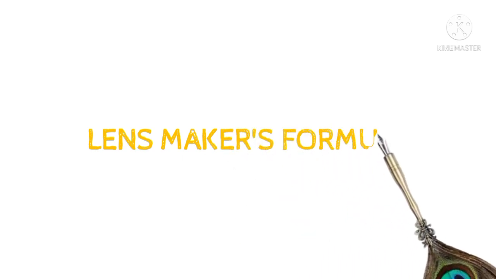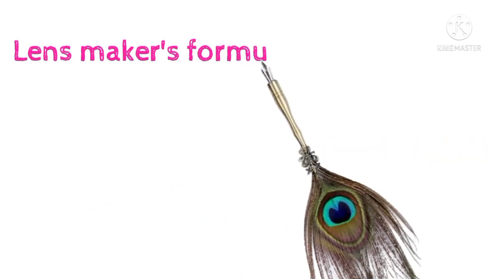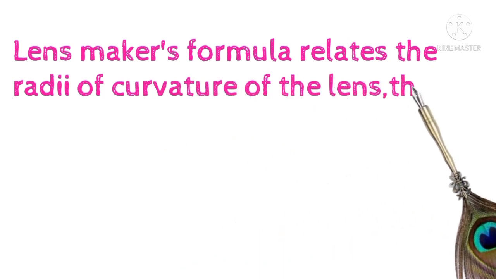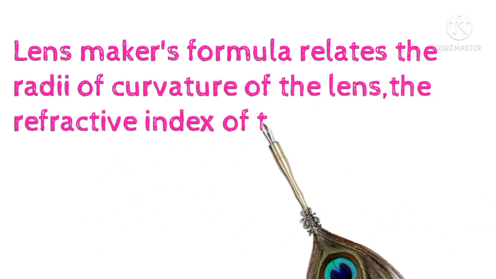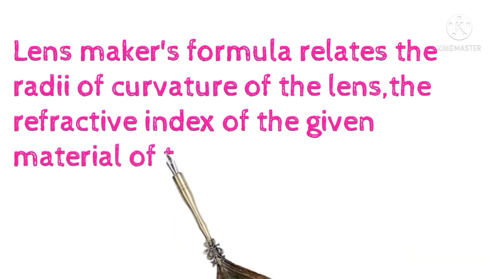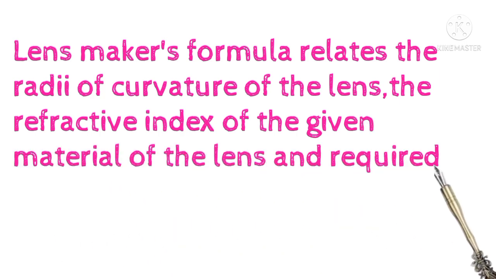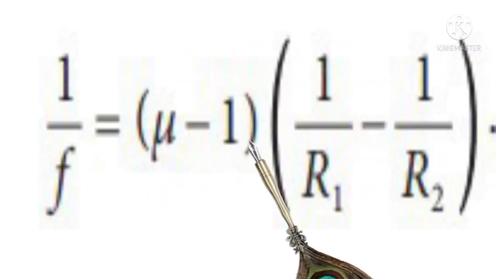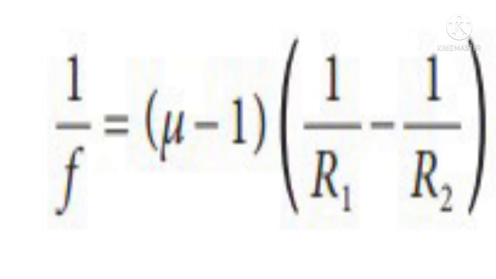The next topic which we are going to discuss is lens maker's formula. For a maker of any lens, knowledge of radii of curvature of the lens is required. Lens maker formula relates the radii of curvature of the lens, the refractive index of the given material of the lens and required focal length of the lens. The formula for lens makers is 1 by f is equal to mu minus 1 into 1 by r1 minus 1 by r2. Here f is the focal length, mu is the refractive index and r1 and r2 are radii of curvatures.